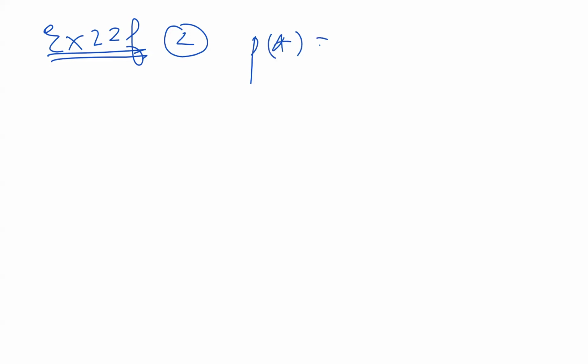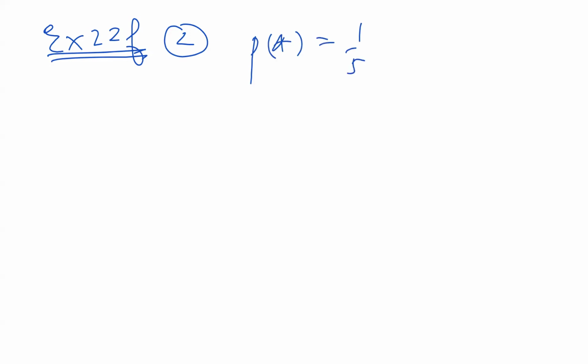We are discussing some problems of exercise 22F of probability. Okay, question number 2. The probability that a horse A will win the race is 1 upon 5. So P of A is equal to 1 upon 5.